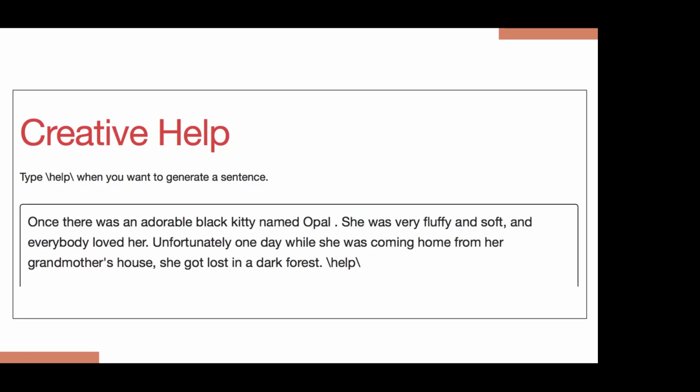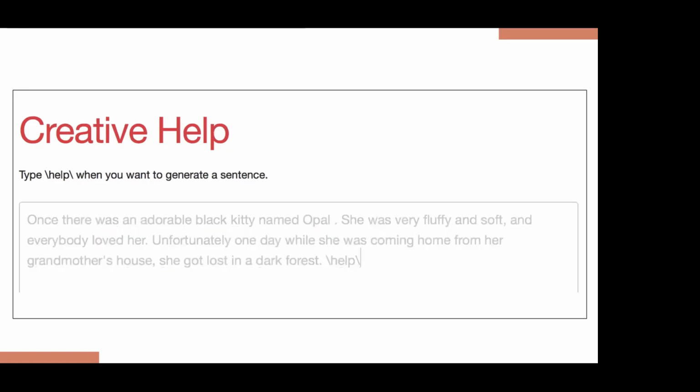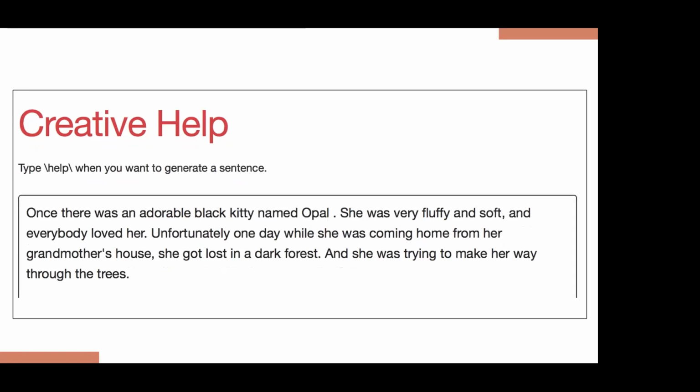Once there was an adorable black kitty named Opal. She was very fluffy and soft and everyone loved her. Unfortunately, one day while she was coming home from her grandmother's house, she got lost in a dark forest. So this is what a human user of this app has typed so far. And then they requested a suggestion with help. And the system automatically returned, and as she was trying to make her way through the trees. So this was automatically generated.